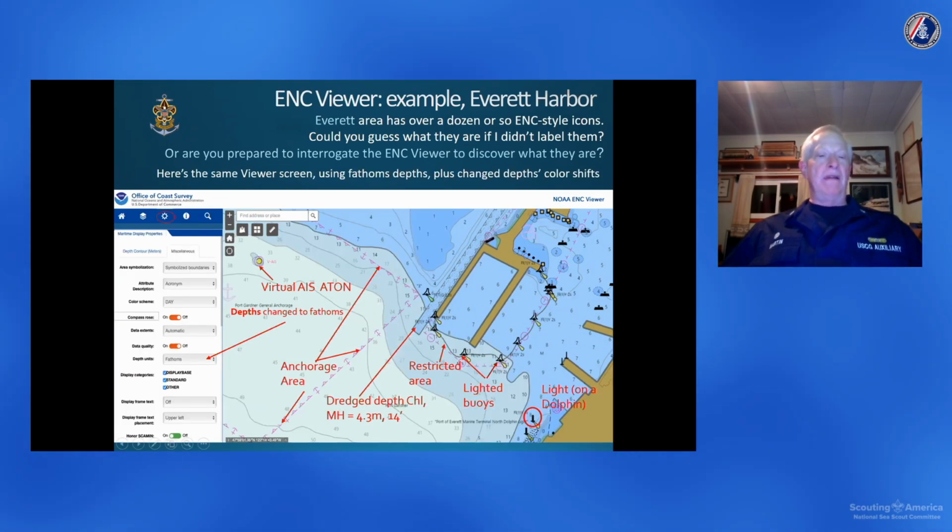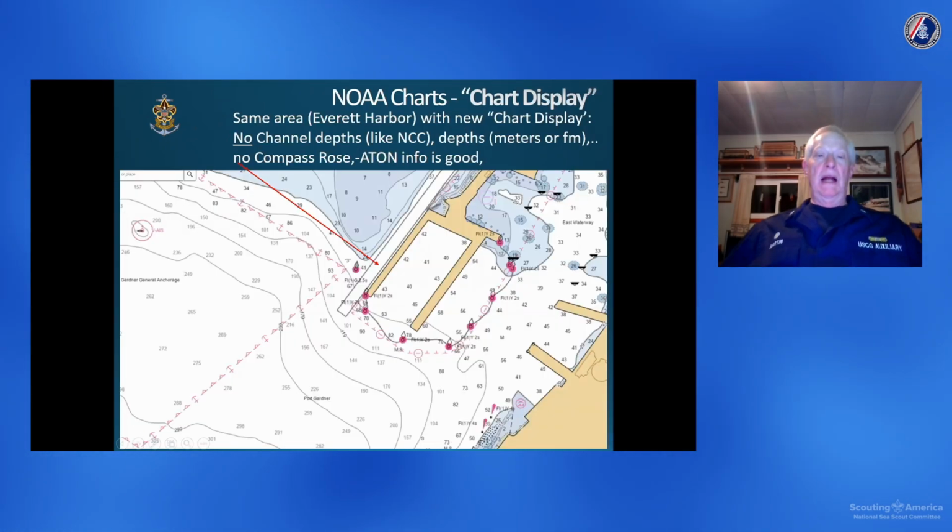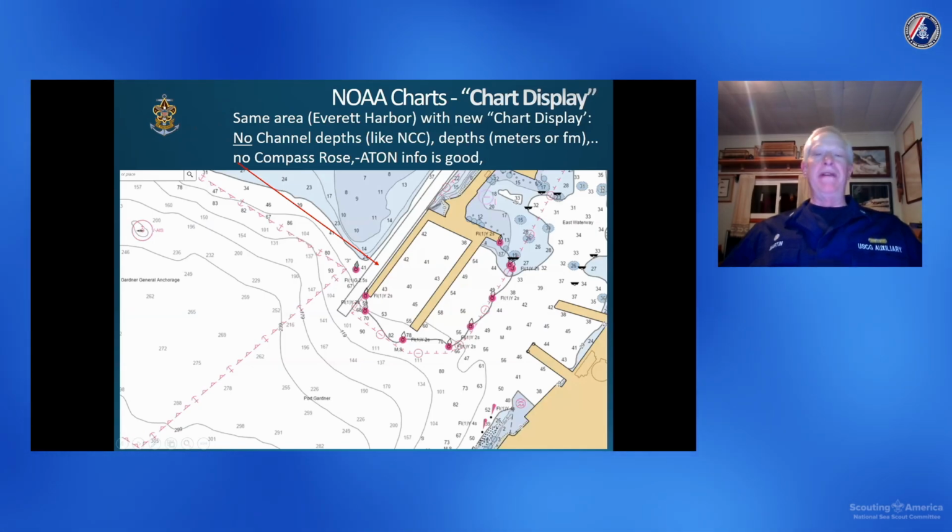Just some more of that, how you can customize that ENC viewer to help either clarify it or give you more information or to show you what you want to see. You can even put a compass rose on it if you wanted to.